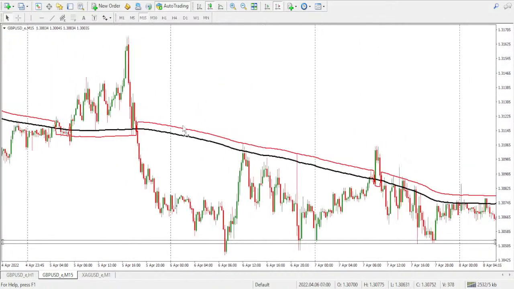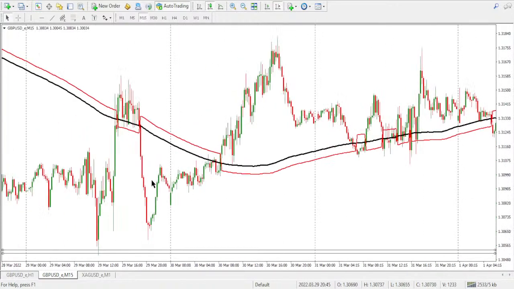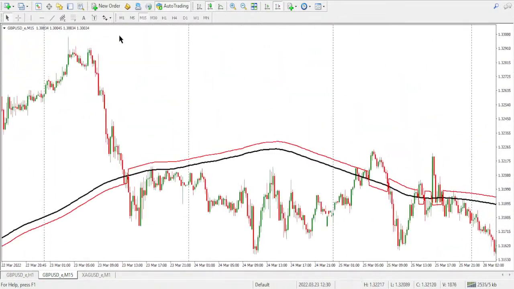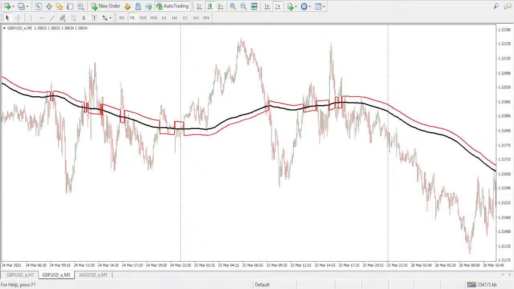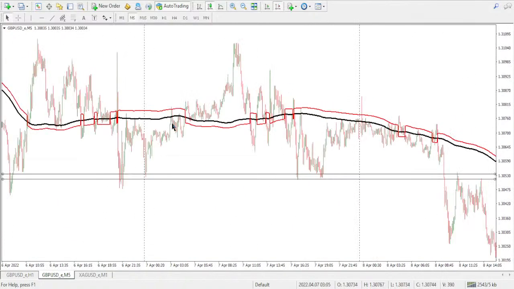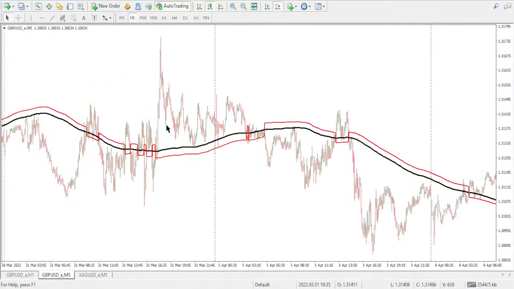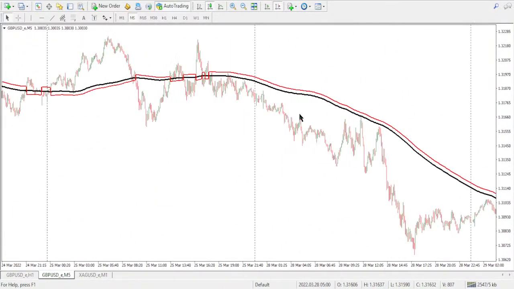So let's check another example here. No, that doesn't look very good. It still doesn't look very good. Let's see. So we have to scroll back to the past to see when it was being used.